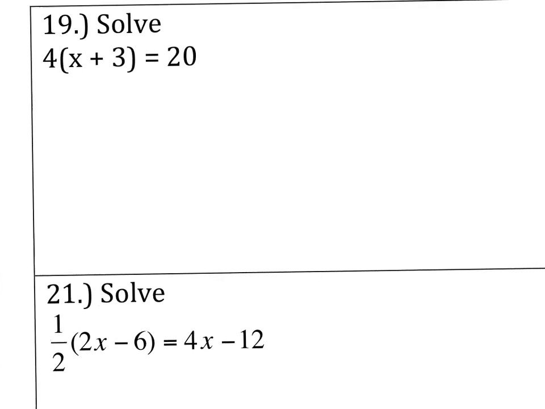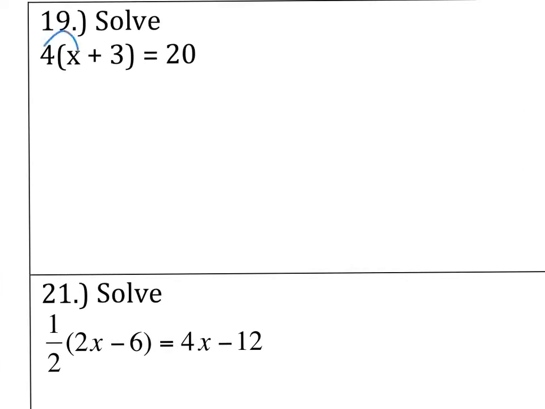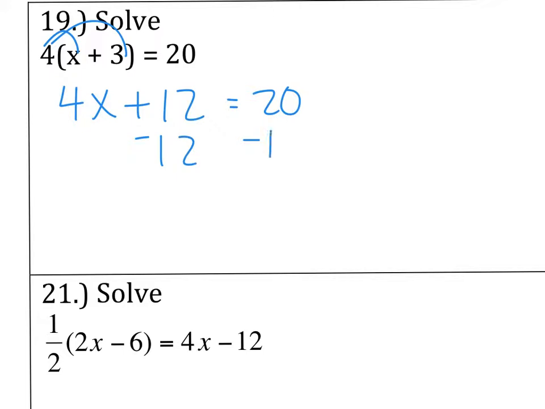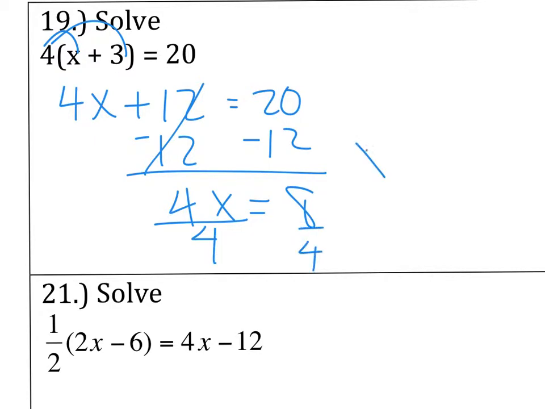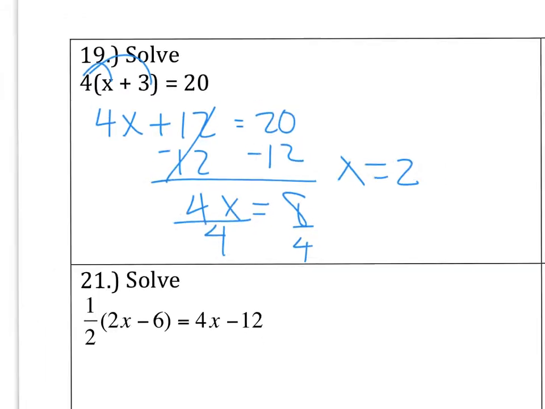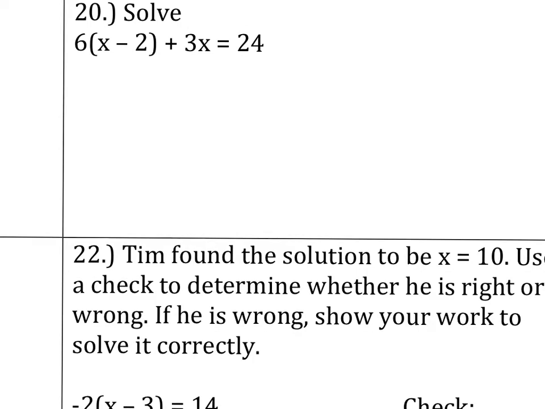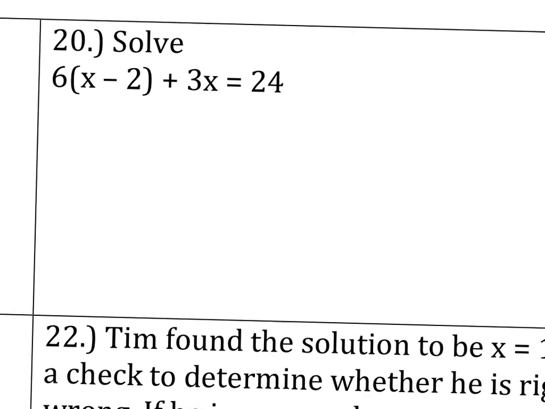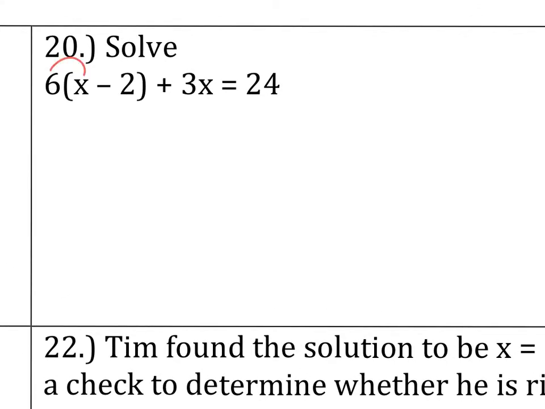Okay, they're getting harder. We're going to distribute. 4x plus 12 equals 20. Subtract 12. 4x equals 8. Divide by 4. X equals 2. I know that I'm moving quite quickly, so if you need to pause the video at any time, that's what you do.